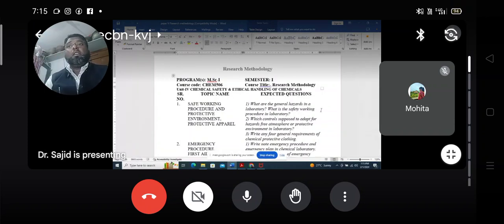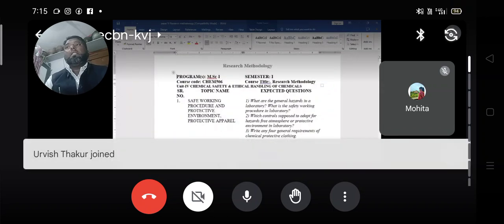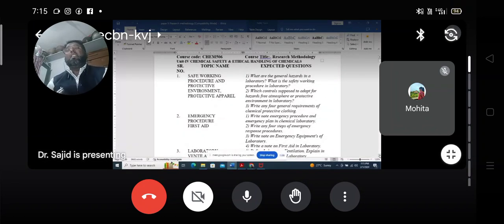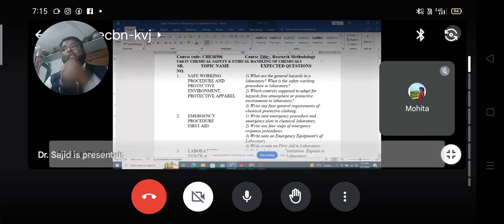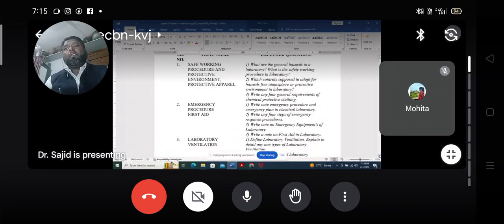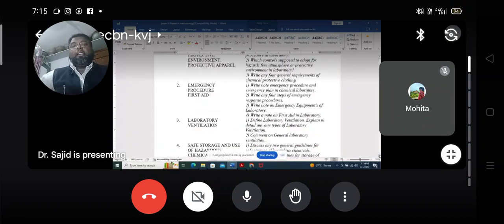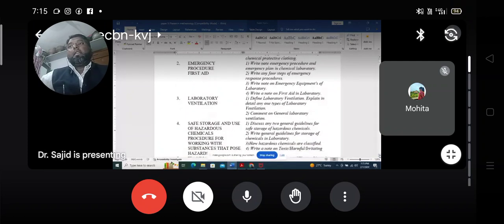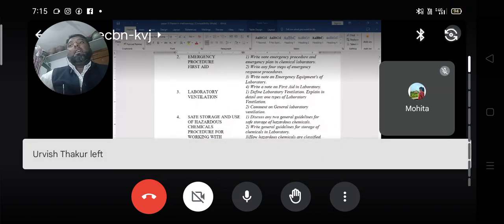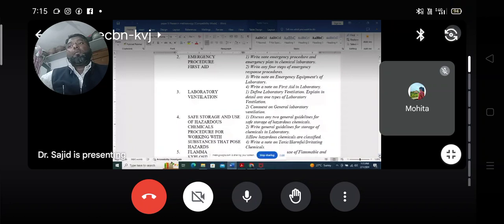You can see, most of you have gone through the syllabus. I divided the syllabus into 10 or 11 parts. First part is safe working procedure and the protective environment. In that I included the protective apparel. Next part is the emergency procedure, first aid, laboratory ventilation, safe storage and use of hazardous chemicals, and procedure for working with substances that pose hazards.